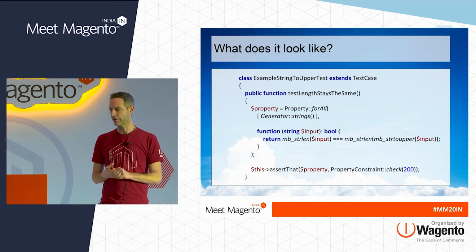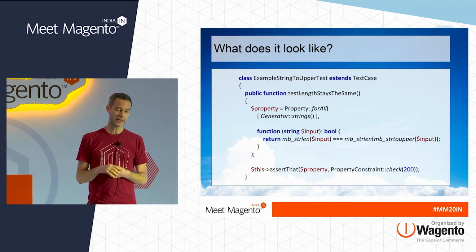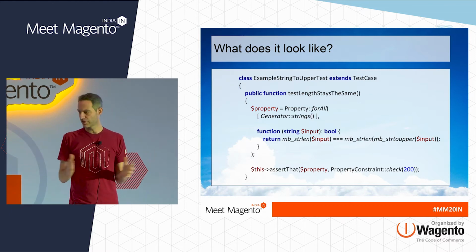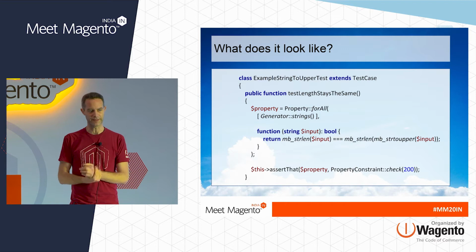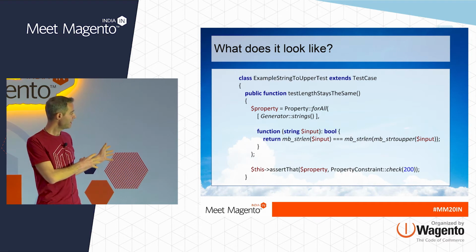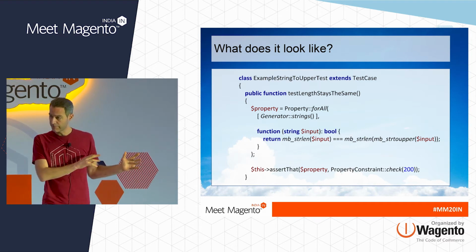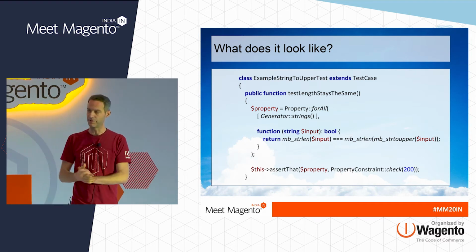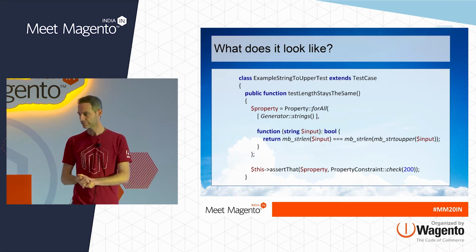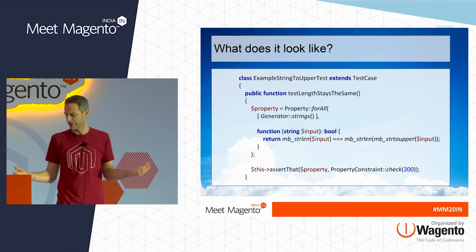defines the property. So here, this tests that if I uppercase a string, the length shouldn't change when the string is uppercased, right? That's something that I believe to be true. So here I'm comparing if the length of the input is the same as the length of the uppercase input, then the function returns true. Otherwise, it returns false. That's pretty simple, right?